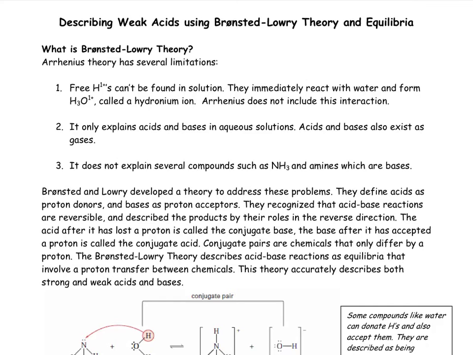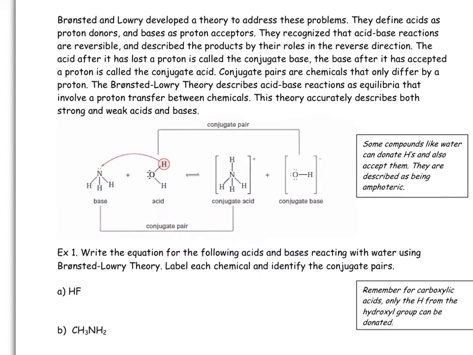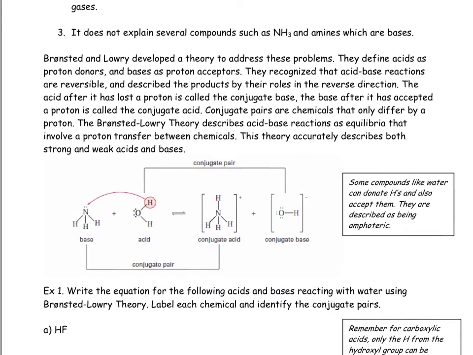The Bronsted-Lowry theory describes acid-base reactions as equilibria that involve a proton transfer between chemicals. This theory accurately describes both strong and weak acids and bases. However, since it involves more math using equilibrium calculations and ice tables, Arrhenius theory is still used for strong acids and bases. It gives you the same answer but a lot faster.